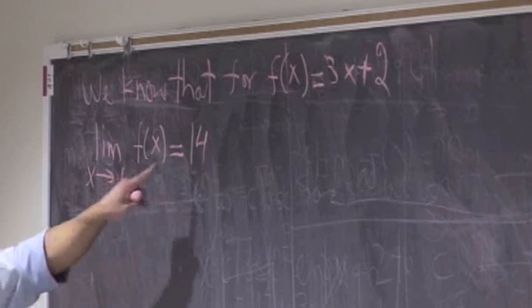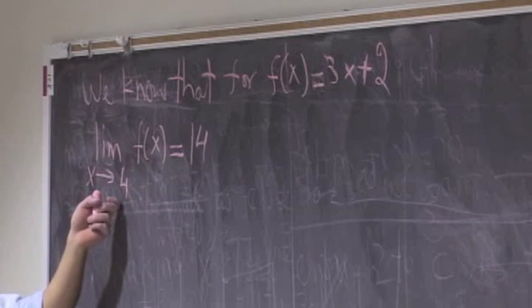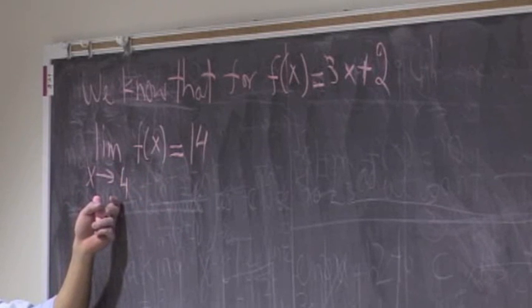That means f of x can be as close to 14 as you want, as long as x is close enough to 4, right? Does that make sense? Okay.